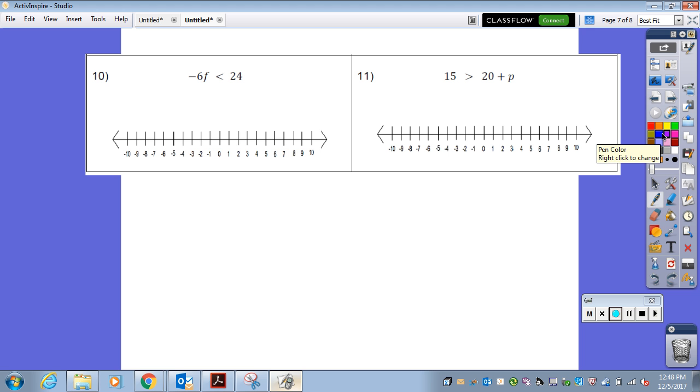Okay? Split down the middle, divide by negative 6, divide by negative 6. We get F is greater than or equal to negative 4, and yes, I divided by a negative, so the symbol flips. I go to negative 4, F is on the big side, so I shade to the big numbers.